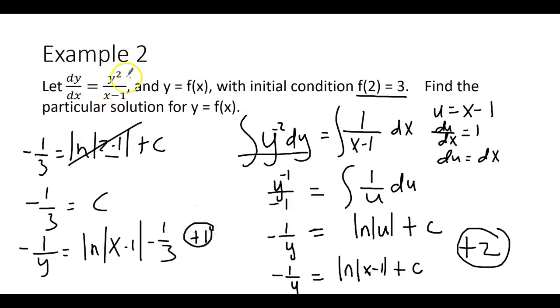So step 1, separate the variables, that's 1 point. Step 2, integrating both sides, that's another point, 2 points actually. Step 3, find the c, that's another point. And step 4 is to get the y by itself, which is our last point. Altogether, you're looking at 5 points.